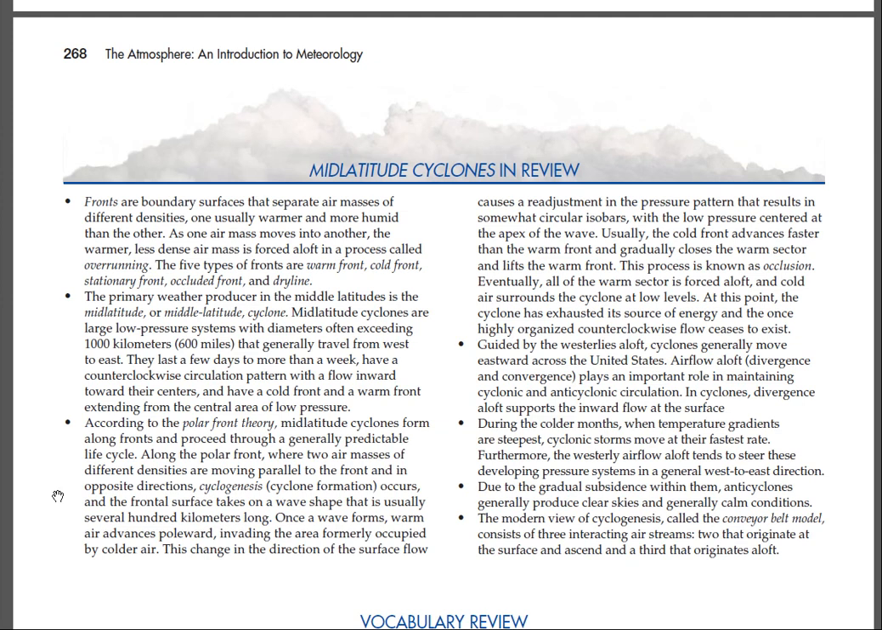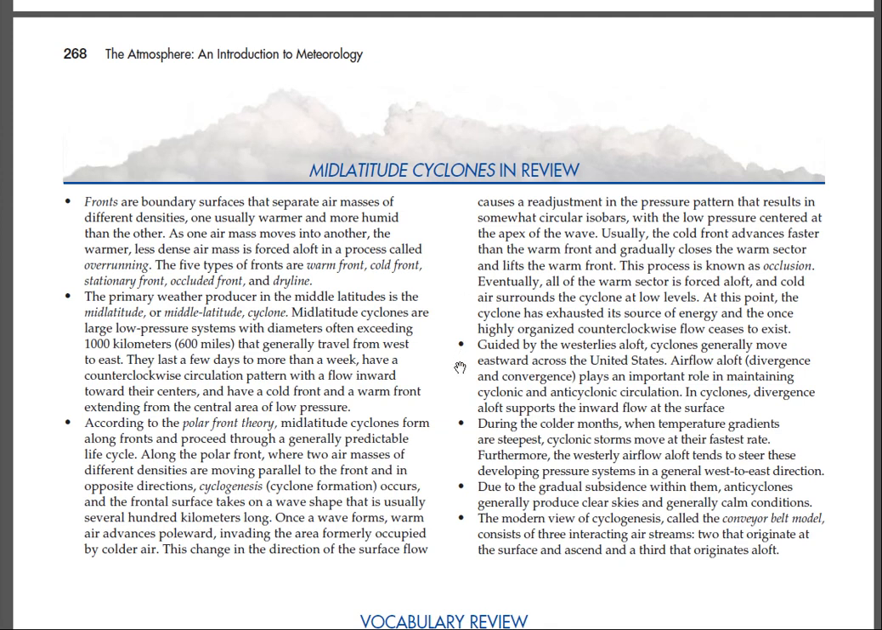Usually, the cold front advances faster than the warm front and gradually closes the warm sector and lifts the warm front. This process is known as occlusion. Eventually, all of the warm sector is forced aloft, and cold air surrounds the cyclone at low levels. At this point, the cyclone has exhausted its source of energy and the once highly organized counterclockwise flow ceases to exist.